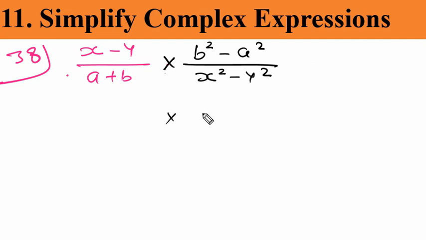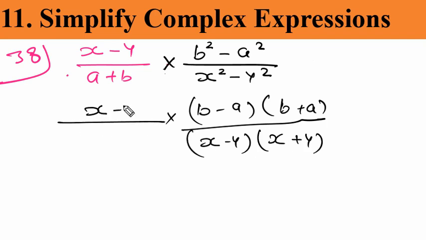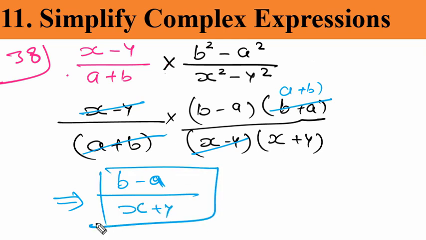Now next step is multiply. That will give you b minus a and b plus a over, that will give you x minus y multiply x plus y. This is x minus y and this is a plus b. Now what we will do, x minus y, x minus y cancel, and b plus a is equal to a plus b. I told you it only happens with the negative sign, because b plus a is nothing but a plus b. It is the same. Now the final answer: b minus a over x plus y. That is your answer.